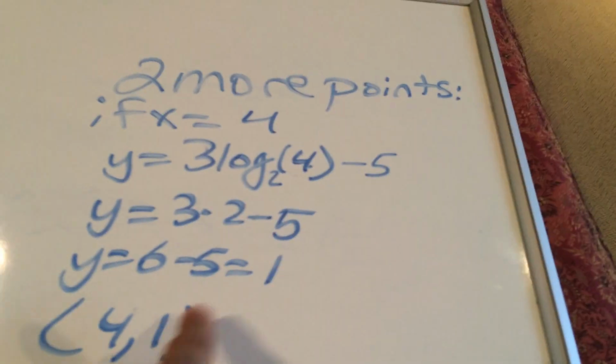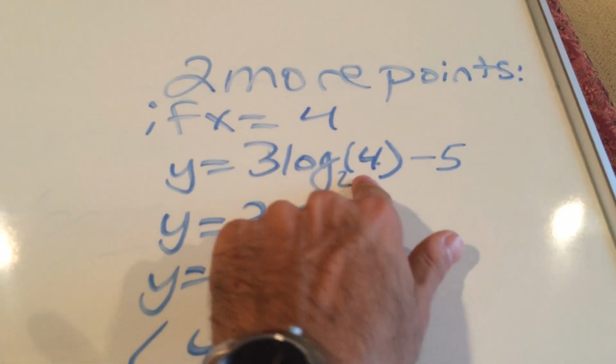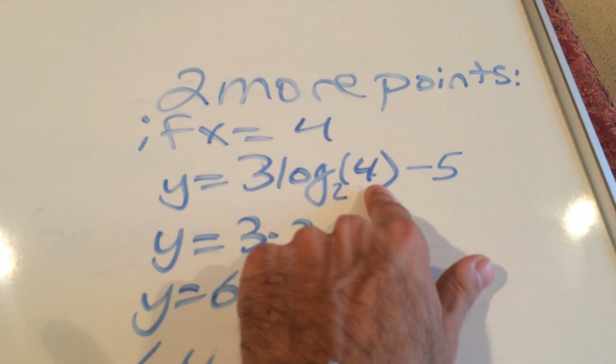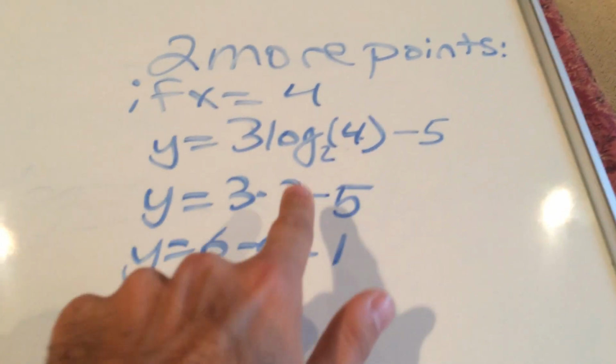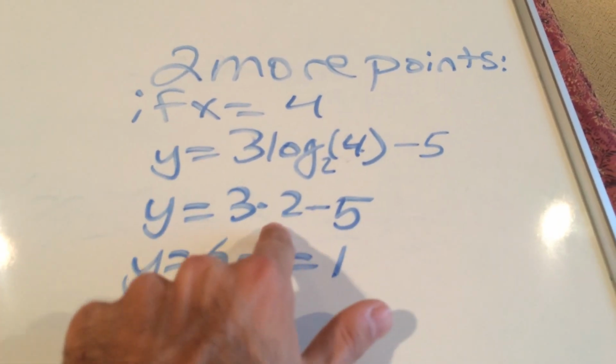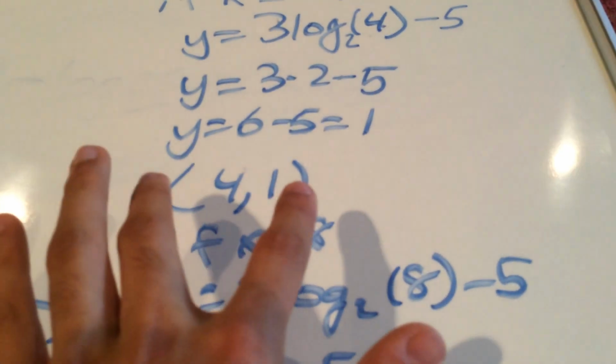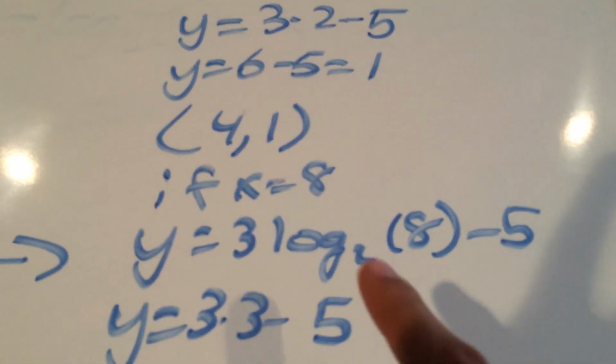Let me do that again. If I plug in 4 for x, I have log base 2 of 4. 2 squared gives me 4. 2 times 3 is 6, minus 5 is 1. Here's my first point.